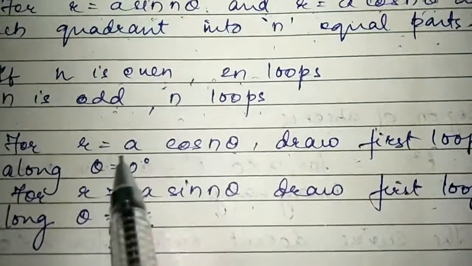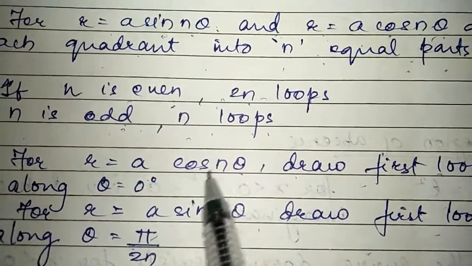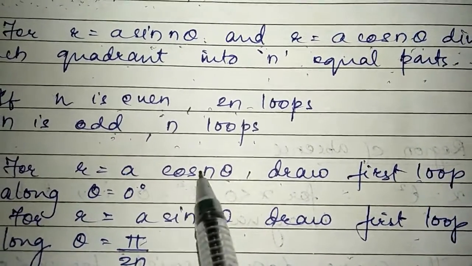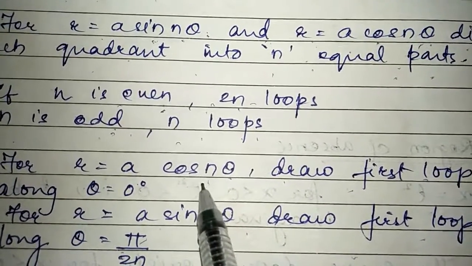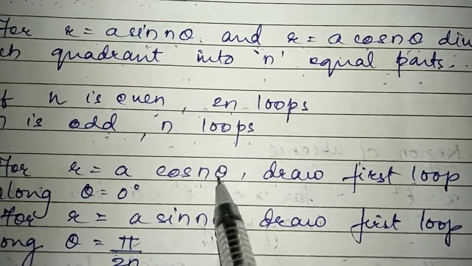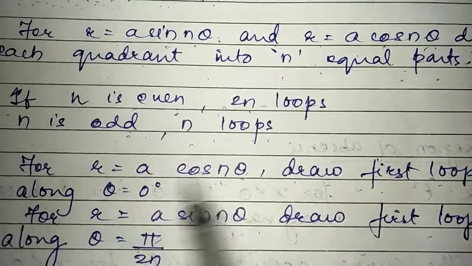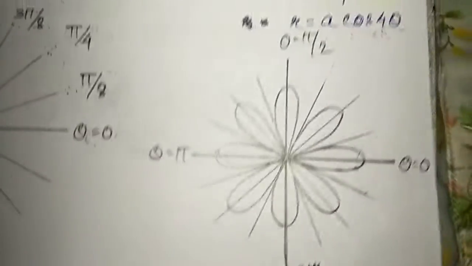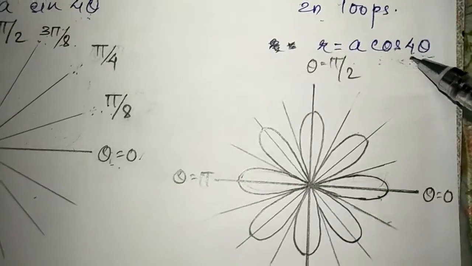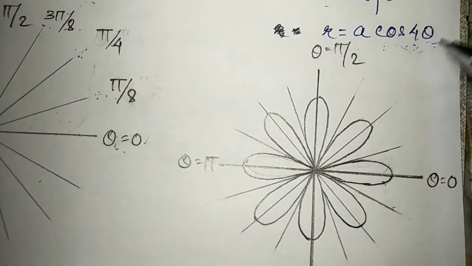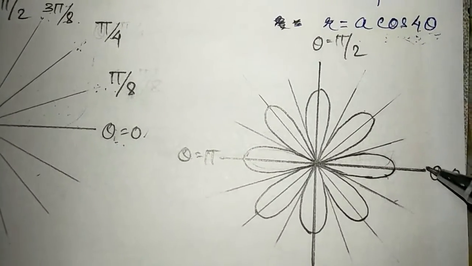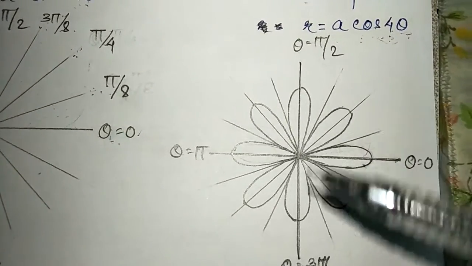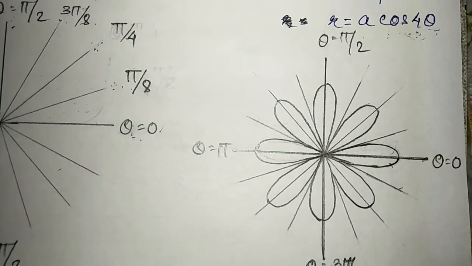Now, for r is equal to a cos of n theta, that is, if the equation of the curve contains cos theta or cos n theta, we'll draw the first loop along theta is equal to 0 degree. Now we can see here we have r is equal to a cos of 4 theta. The first loop is drawn along the line theta is equal to 0. And then you have to draw the remaining loops for the curve.